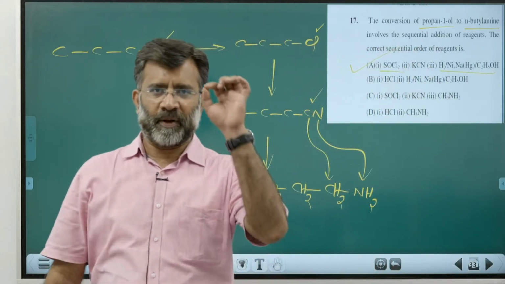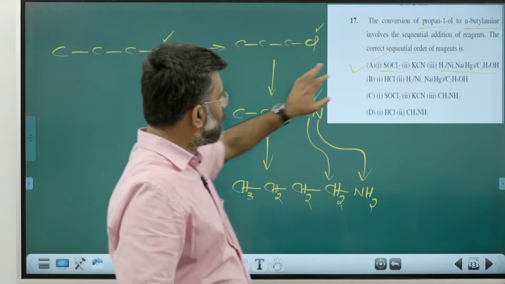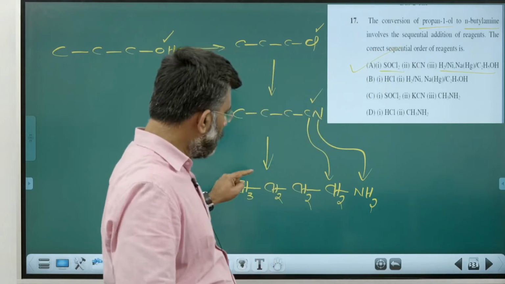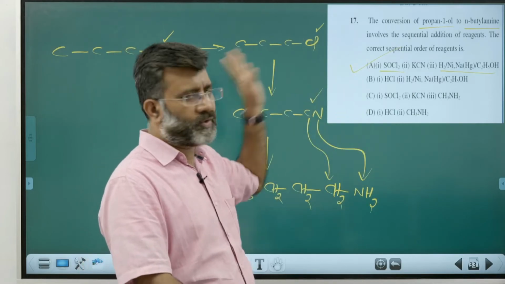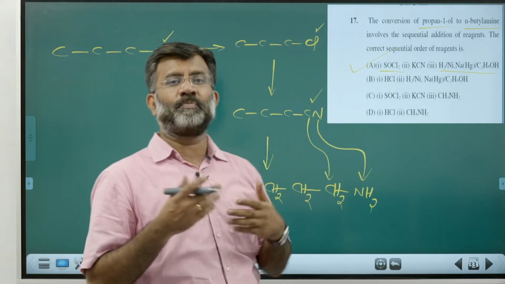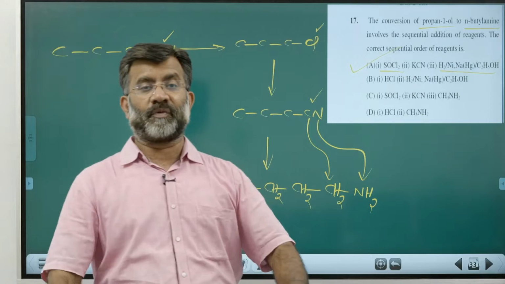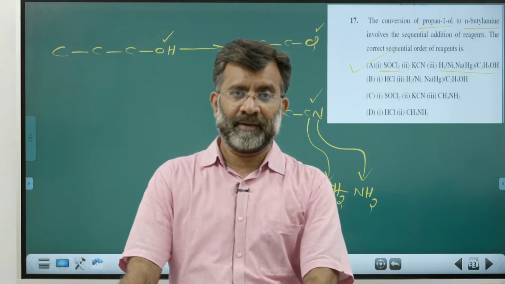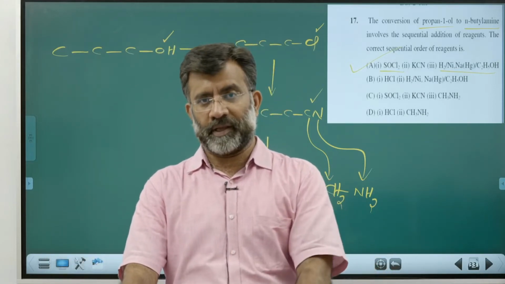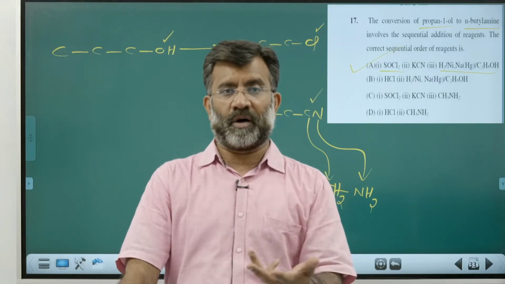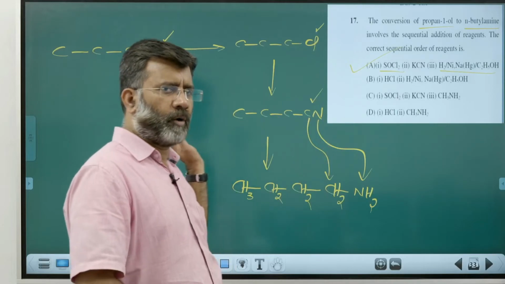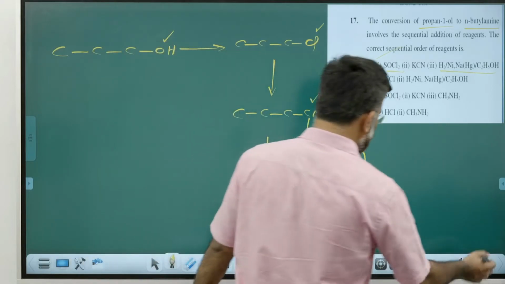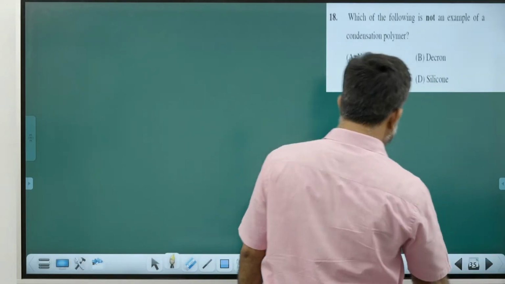So propan-1-ol treated with such a sequence finally lands in n-butylamine, and the answer is option A itself. Now please verify what the result would be if you take option B, option C, option D, whether there will be a reaction or not. All these are reactions we have learned. Okay, next. The first choice itself is the answer.